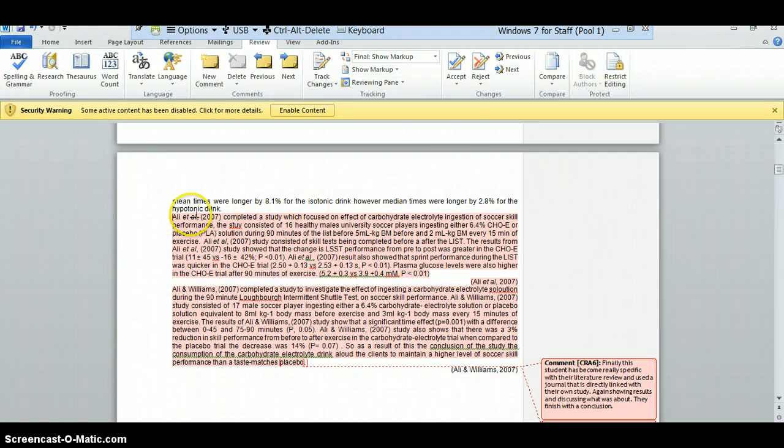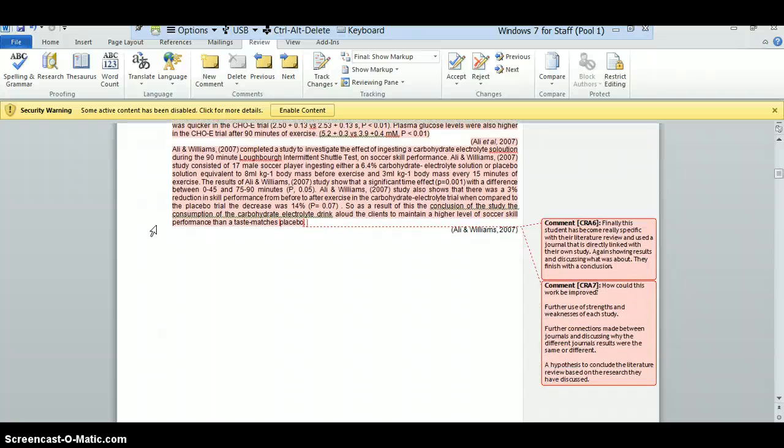Okay, and again what they've done at the end here is they've started to look at Lucozade or carbohydrate ingestion on football. So they've gone from talking about the physical demands of football, they've gone from looking at Lucozade in different sports, and then they've made it really, really focused on Lucozade and football. Okay, so that's that broad to specific approach that I want you to look at. I've put a little comment on here. So how could this work be improved further is something you need to think about? Further use of strengths and weaknesses of each study, further connections made between journals and discussing what's the same and different, and a hypothesis will be better at the end.